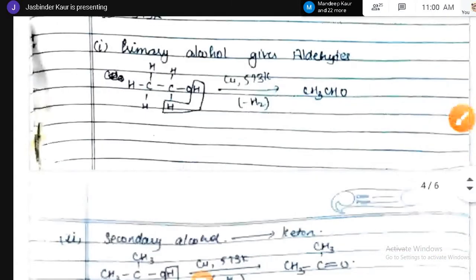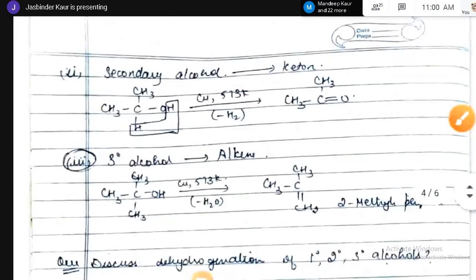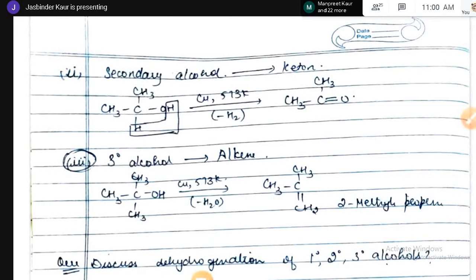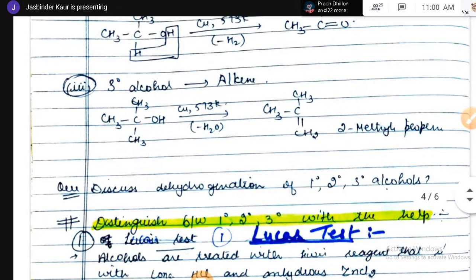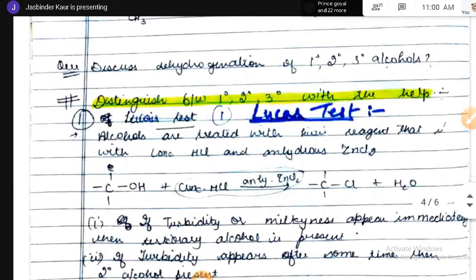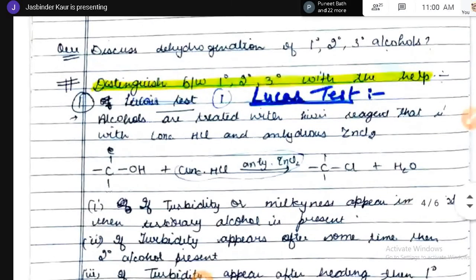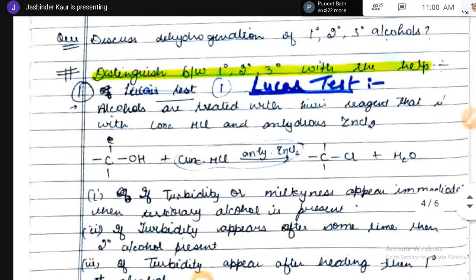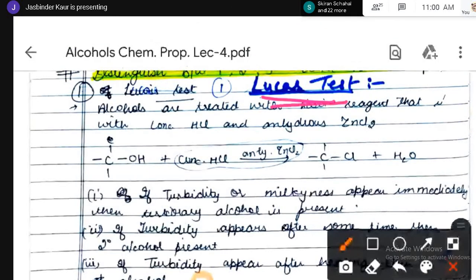So this is all about the reactions in which the alkyl group and hydroxyl group both are involved. So next is very important. How can we distinguish between primary, secondary and tertiary alcohols? There are two methods by which we can distinguish between primary, secondary and tertiary alcohols. First is the Lucas test, and second is the Victor Meyer method. First we will start with the Lucas test.